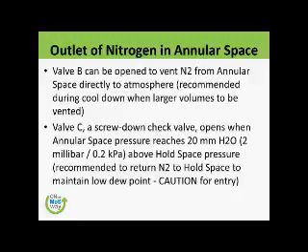Outlet of a nitrogen space, I've shown you on the valve. There is a valve B which can be opened from N2 from annular space directly, and valve C to screw down. The valve opens when annular space pressure reaches 20 millimeter water gauge, and of course we maintain a low dew point. And then we will not enter any of those spaces if there is any leakage.